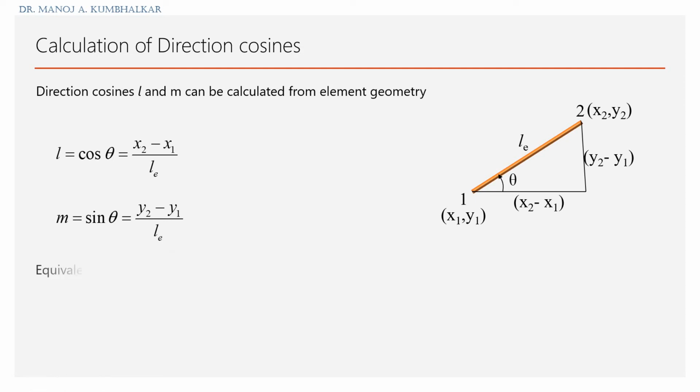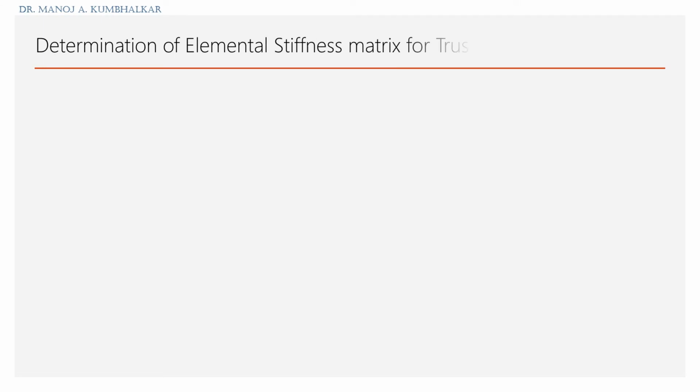So, the equivalent length of the element is obtained from the coordinates of the nodes, that is the square root of x2 minus x1 square plus y2 minus y1 square. Now, how to determine the element stiffness matrix for truss? So, the element stiffness matrix for a 1D bar element is K is equal to AE by L times 1 minus 1, minus 1 1, which has already been discussed in the previous lecture.